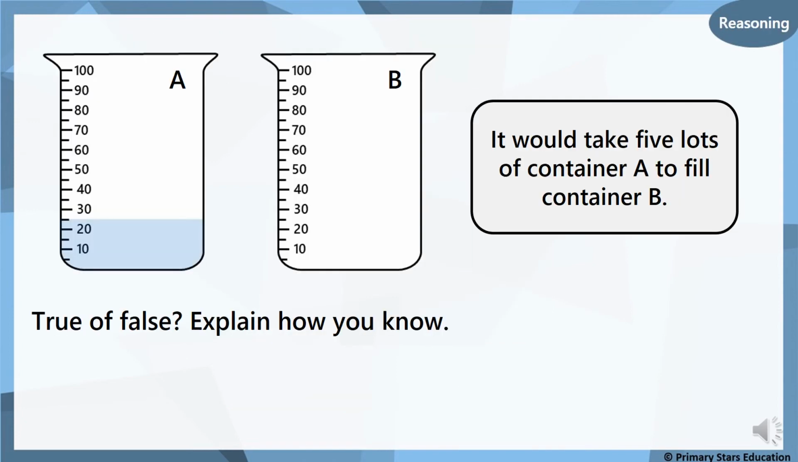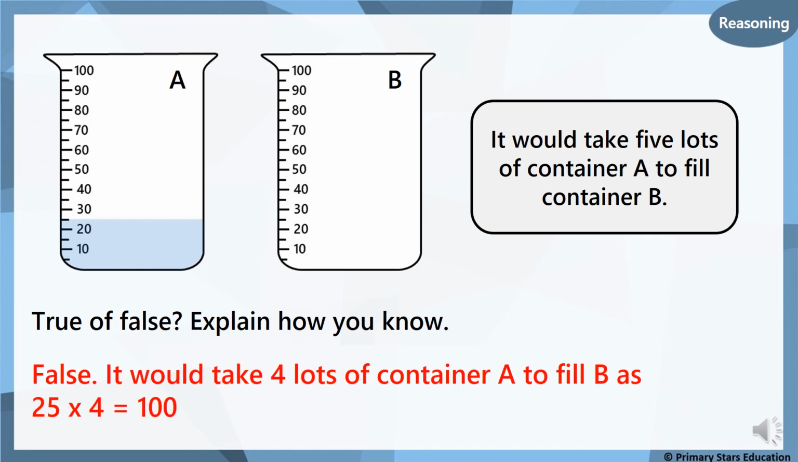Okay, we've got a question here. Use your brain, see what you can come up with. It would take 5 lots of container A to fill container B. Is that true or false? Explain how you know. I'll give you a clue. Look at how much exactly there is in container A. Where does that line go to? It's a number between 20 and 30, halfway between. Would it take 5 lots of that amount to fill container B? Is that true or is that false? Pause it now and then come back and check your answers.